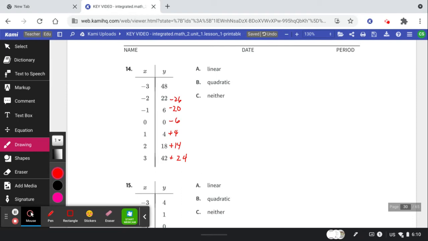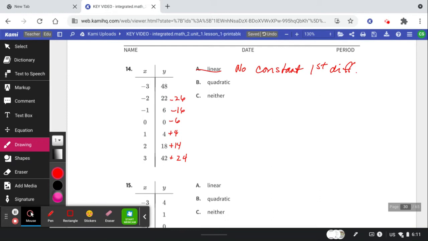Sorry guys, could you see the error I made? 22 minus 48 is down 26. And then 6 minus 22 is down 16. And then it's down 6, and then it's up 4, and then it's up 14, and then it's up 24. So I don't have a linear here because there's no constant first difference.